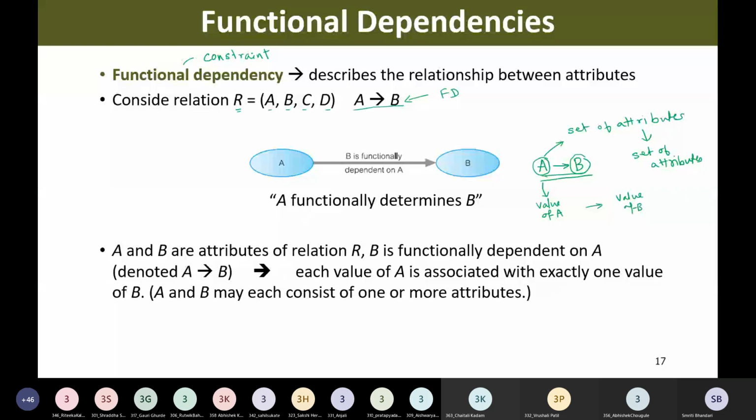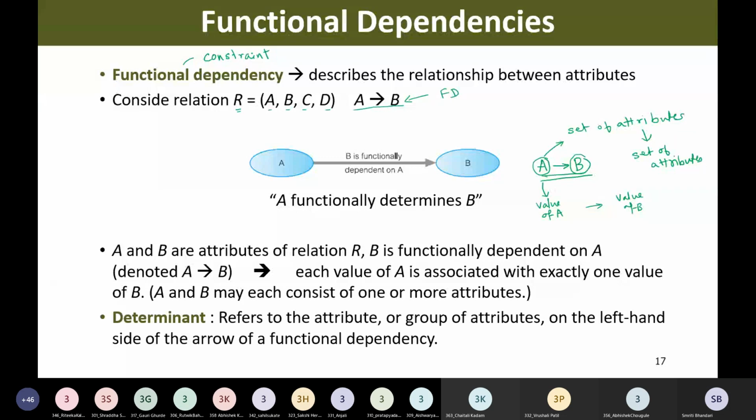So let us see the formal definition of functional dependencies and then we will conclude this session and we'll continue our discussion in the next lecture at 11. So today we are having one more session. So we'll continue our discussion in that session. So let's first go through the formal definition of functional dependencies.